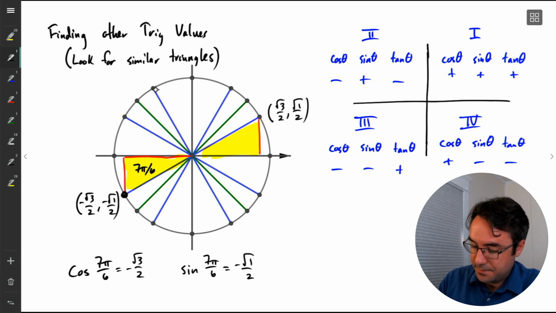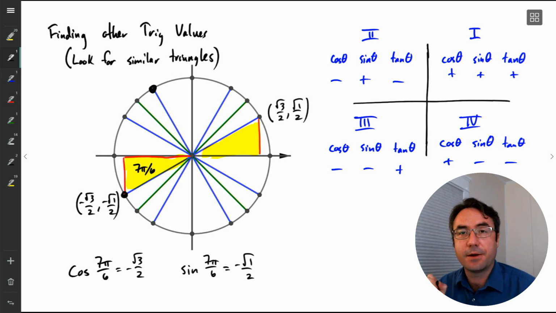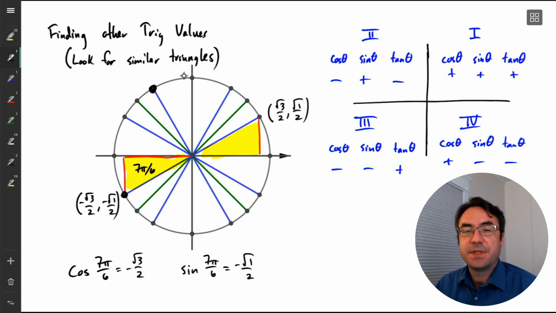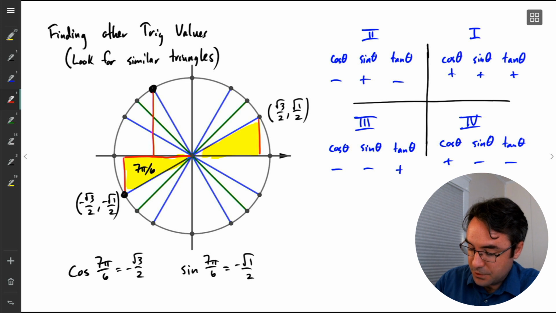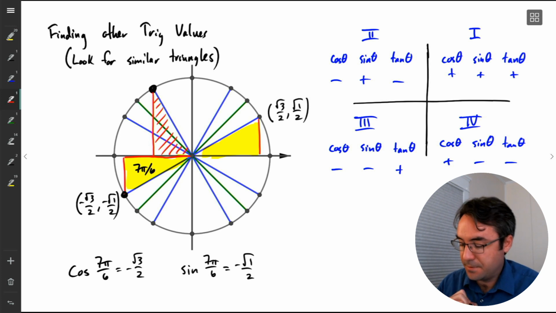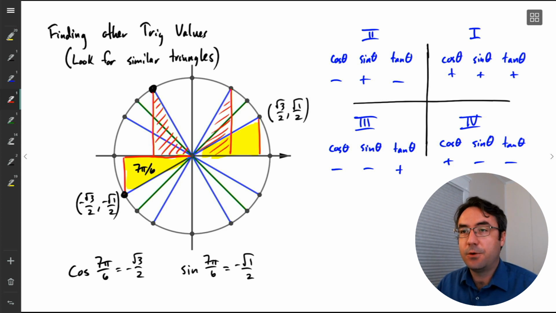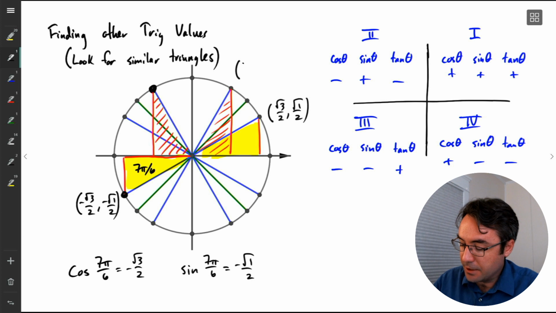So let's say we were interested in finding the coordinates for this point right here. We look for the similar triangle in the first quadrant. So let's draw in our triangle for this case. And where would we have a similar triangle? Well, that would be right here. And so we want to look at what are the coordinates for this point. So the coordinates for this point are square root 1 over 2, comma, square root 3 over 2.